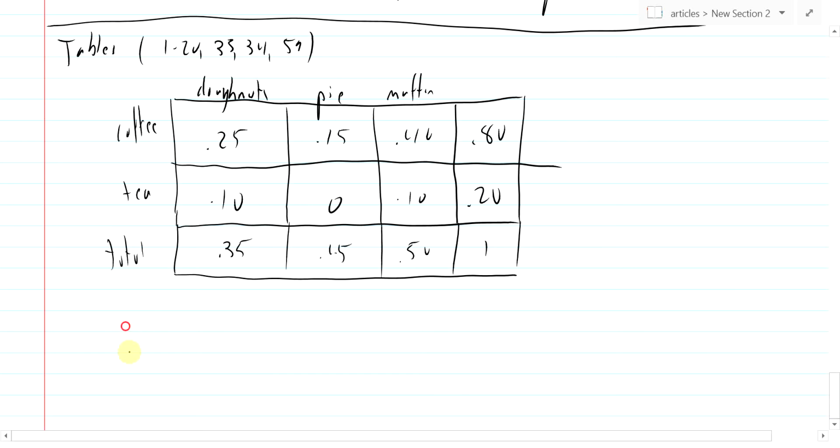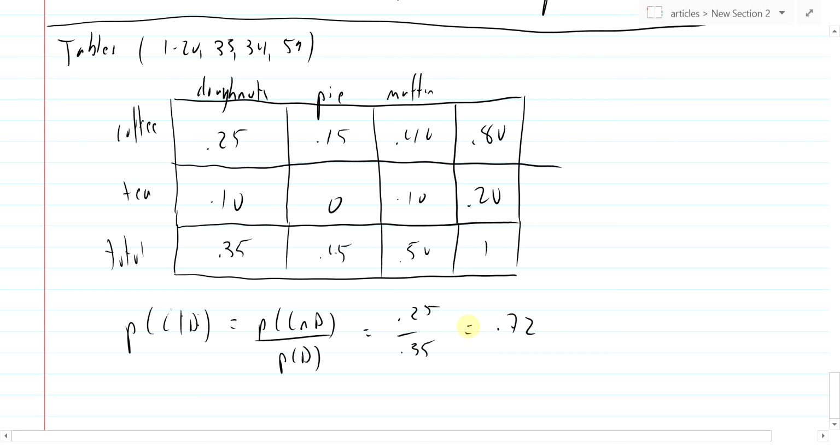For this particular coffee shop, what's the probability of C given D? Or what's the probability that if someone has bought a donut, if you see somebody with a donut, they also have coffee? Well, again, that will be probability of C intersection D over probability of D. It's always the given part that's in the denominator, so 0.25 over 0.35. And that's 0.72. So 72% of donut eaters have coffee.